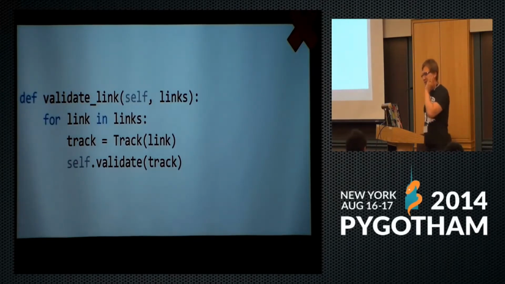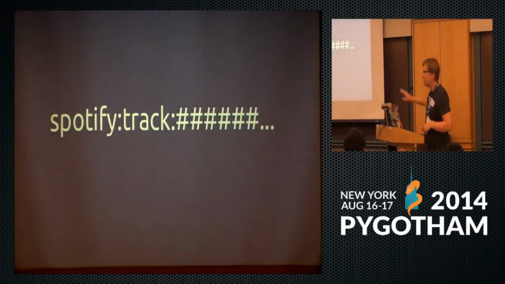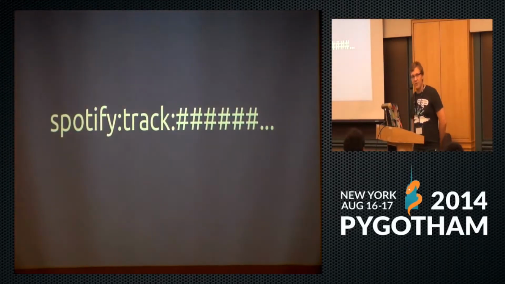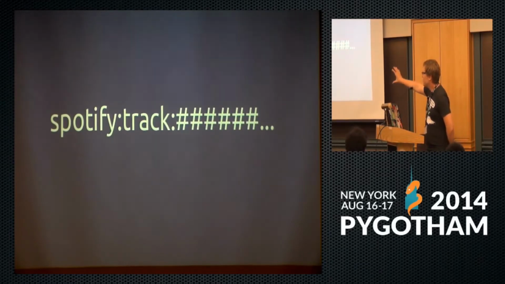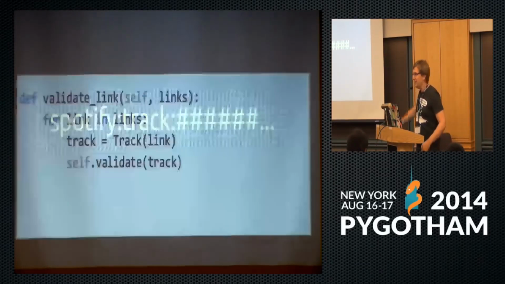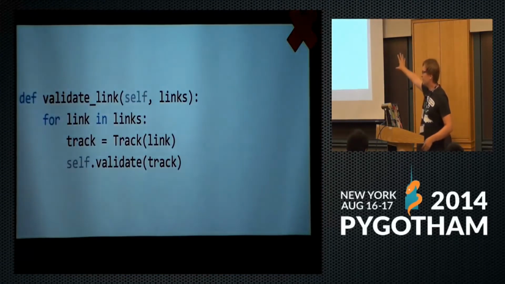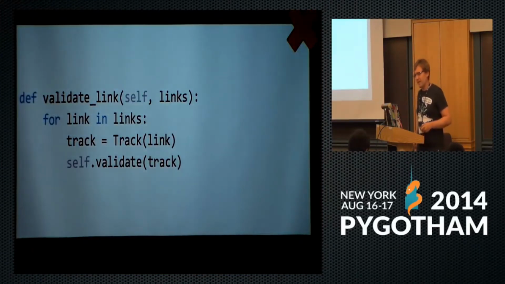So I have this function here to validate a list of links. I have text links, and I'm creating an object of that link. These are links to a music track. I don't know if you guys are familiar with Spotify URIs. They look like this: spotify:track: and there's a hash. This is how you identify a song. So I'm creating this track object, and I'm validating it.